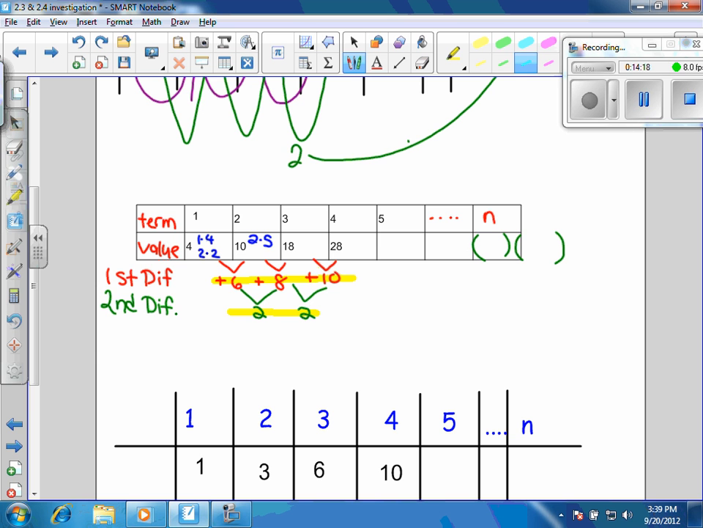Let's go one more. So what about 18? Think of a way to get 18. I'm going to say, look at 6 times 3, or 3 times 6.